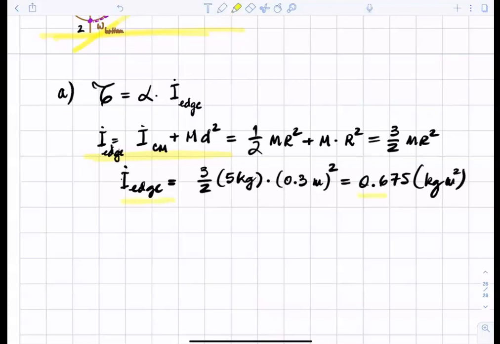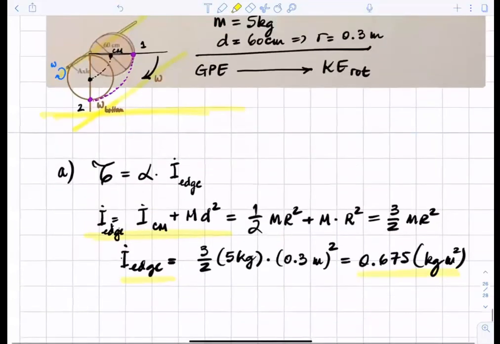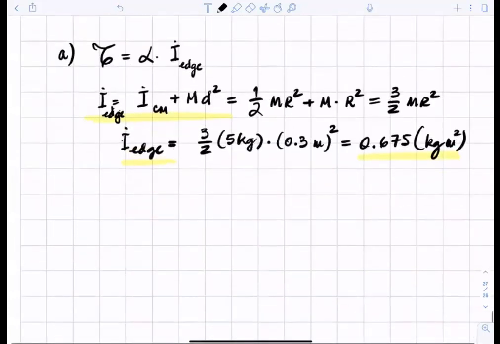Okay, so now that we have the moment of inertia about the disk's edge, okay, so this is about the disk's edge. Why? Because the rotation happens about that edge right there. So one edge moves from top to bottom, right at the 90 degrees.